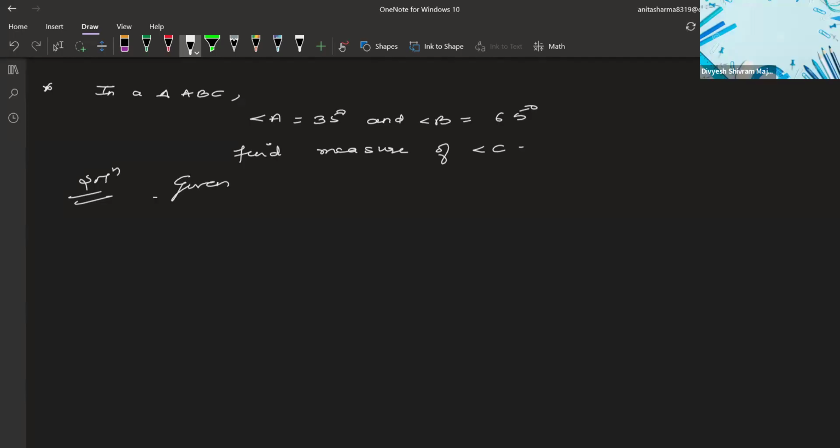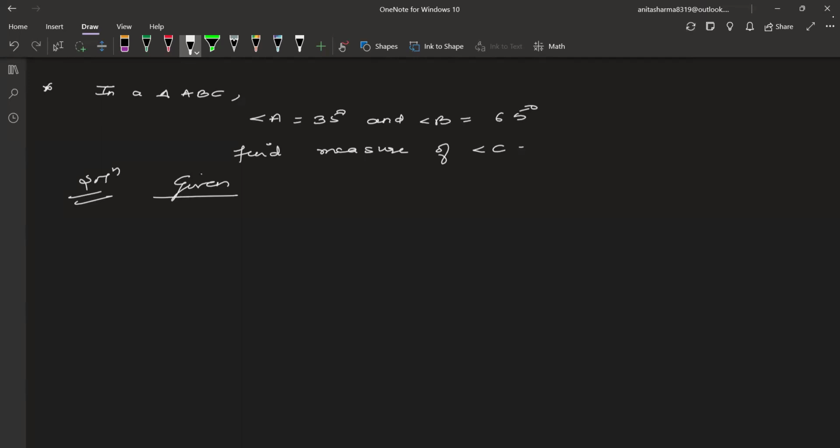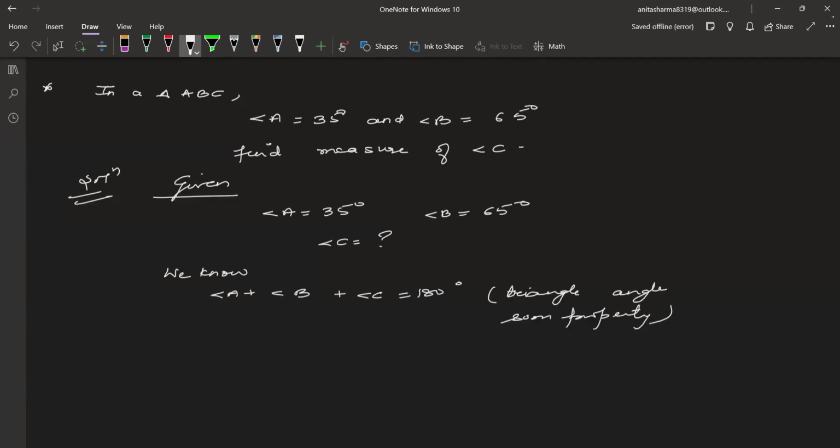So first of all, you will write what is given. Angle A is equal to 35 degrees and angle B is equal to 65 degrees in the solution. Then you have to find angle C, so you will write like this. Then you will write, we know angle A plus angle B plus angle C is equal to 180 degrees, beta. Write here triangle angle sum property. Please attempt like this only, else your marks will be deducted.